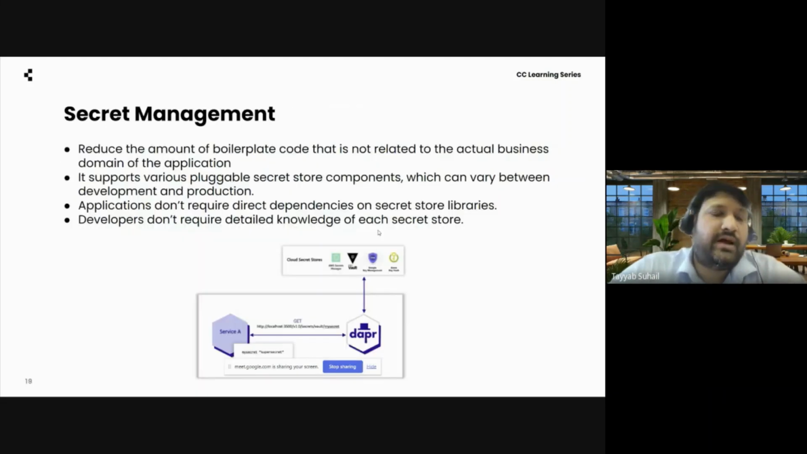Then we have another building block, which is secret management. The concept is similar here: if you want to use any specific secret store, like Azure Key Vault, you simply use the standard API, which is written over here, HTTP localhost 3500 with the sidecar port number. Then you pass the files through which it will read the configuration and start communicating with it. And later, if you want to change, you can simply change this as well.